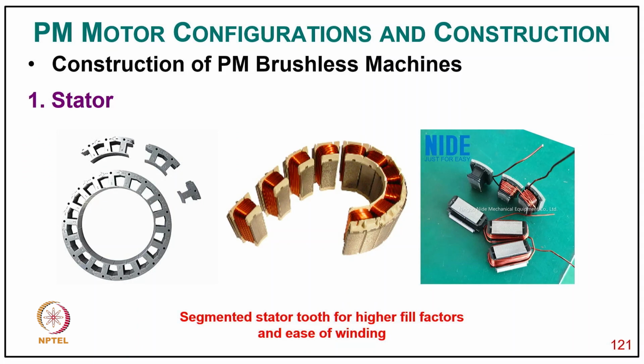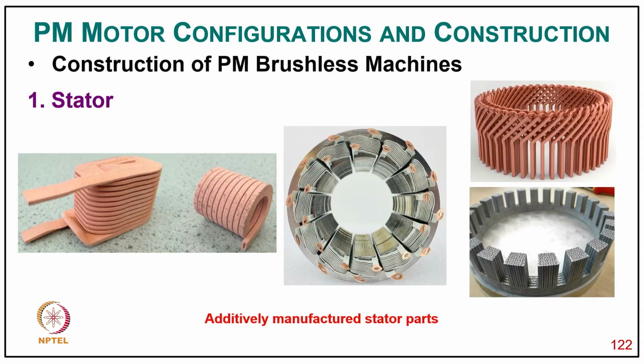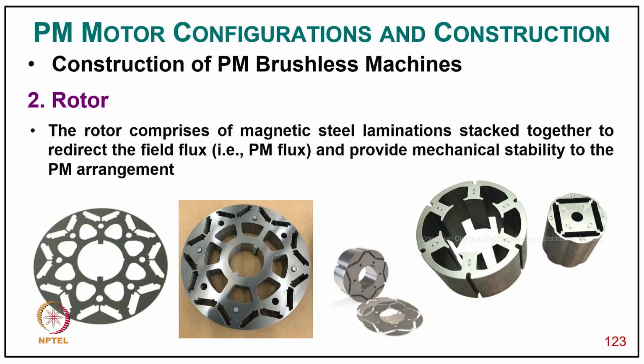Then the typically segmented stator tooth for higher fill factors and ease of winding. Then your additively manufactured stator part, and the rotor. The rotor is comprised of magnetic steel laminations stacked together to redirect field flux, hold the permanent magnet flux, and provide mechanical stability to the permanent magnets. So you can see how the steel portion is there where the magnets are put into the flux barrier in the different kinds of rotor configuration.